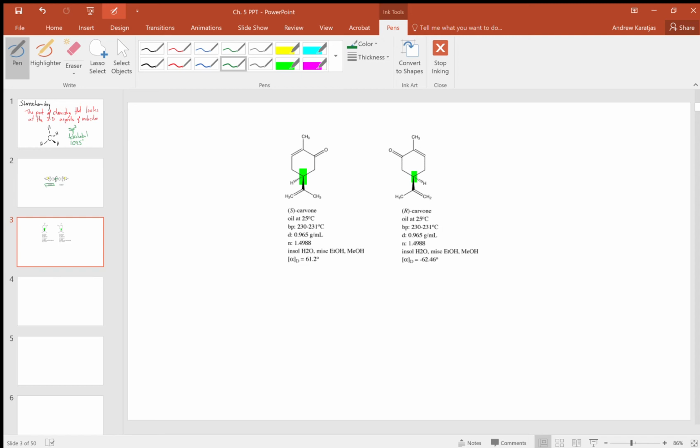Yet if we gave you some of these molecules, you would pretty much instantly recognize the difference between spearmint and caraway. And so this idea of three-dimensional shape, three-dimensional structure, can have some pretty significant impacts.